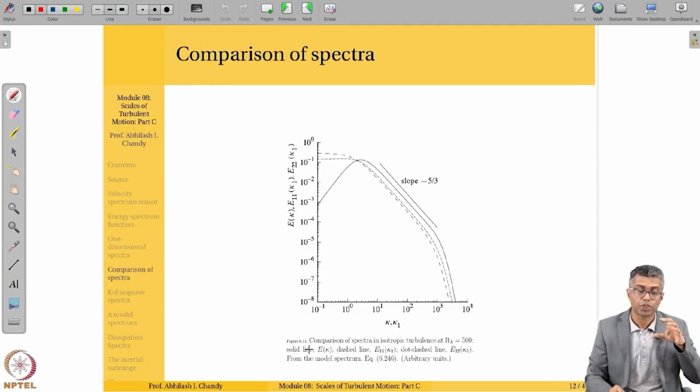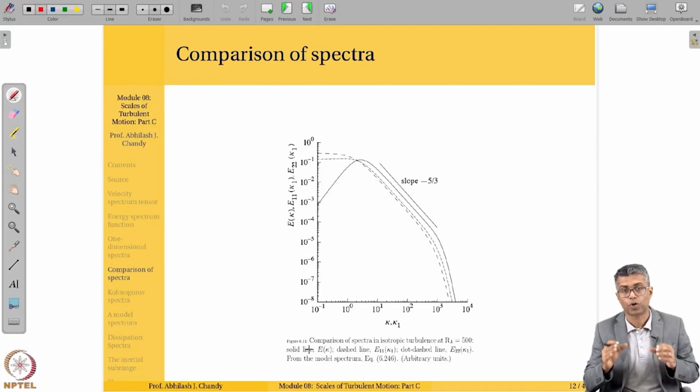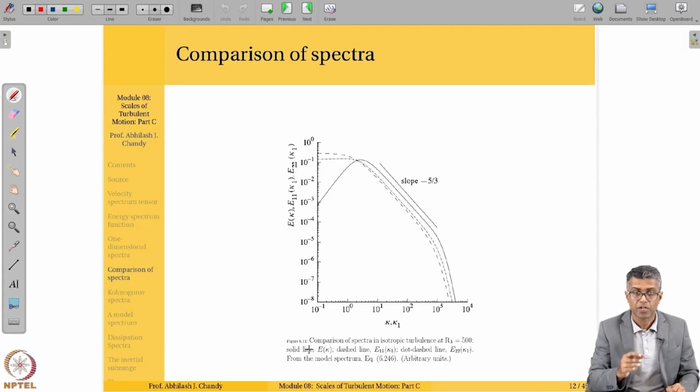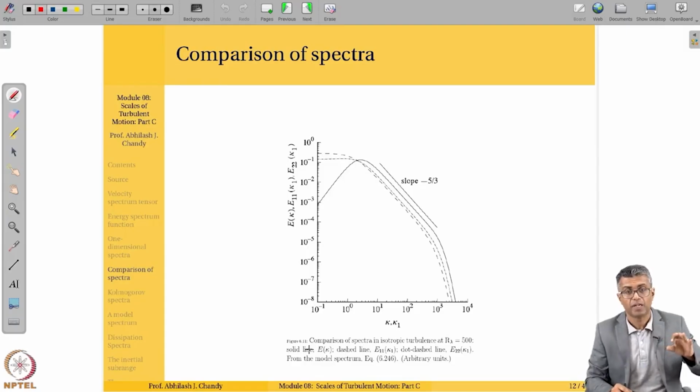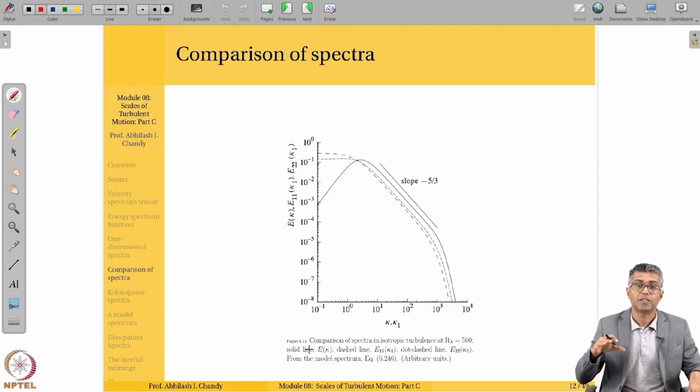Okay, now what is shown here is the comparison of the spectra that we just derived. So we have it for E of kappa, E11 of kappa 1 and E22 of kappa 1. And those equations are what are plotted here. Now these are actually derived from what is called a model spectra, which we will see in the next class. But essentially these are the three different spectra: the energy spectrum function and the 1D spectra, E of kappa, E11 of kappa 1 and E22 of kappa 1.